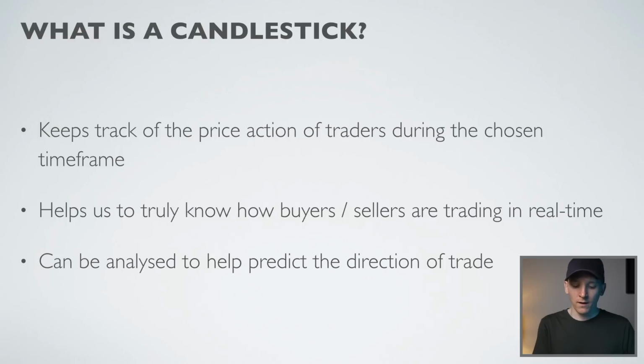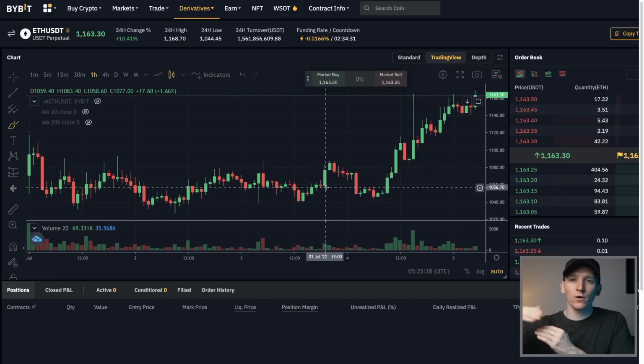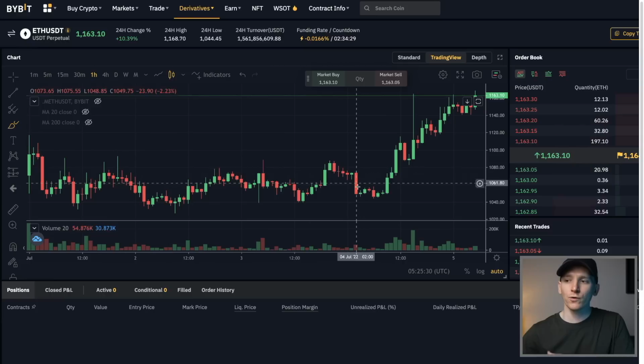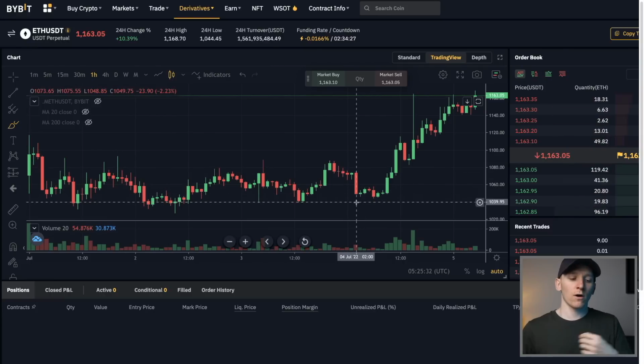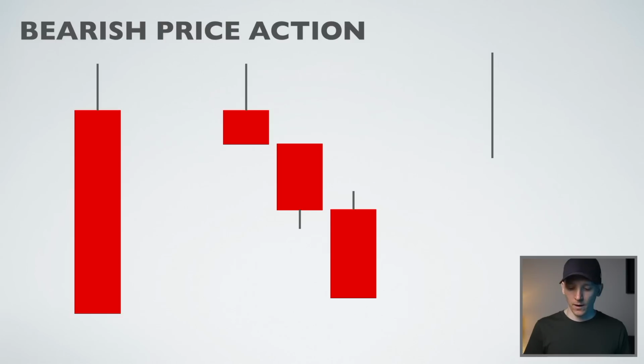So it keeps track of the price action of traders during a chosen time frame. It helps us to truly know how buyers and sellers are trading in real time. A price does not give you that, but what this gives is the volume, the volatility of the move. And so we can use these to our advantage to try and predict what's going to happen over the short term. They can be analyzed to help predict the direction of trade.